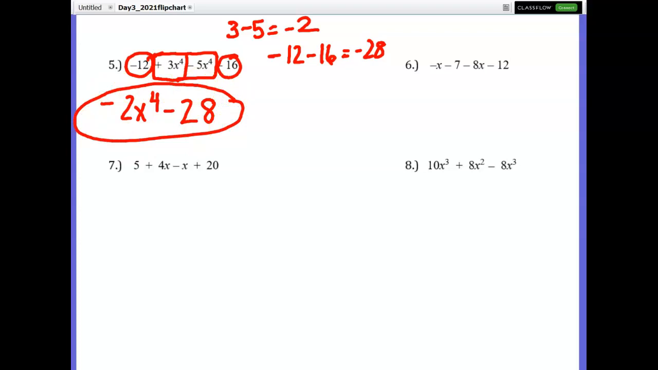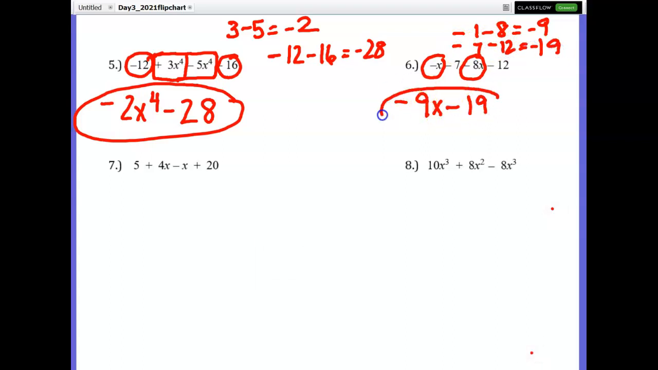All right, number 6, we've got a negative x and a negative 8x. Negative 1 minus 8 is negative 9, so this becomes negative 9x. And then we've got a negative 7 minus 12, which is a negative 19. So this would be negative 9x minus 19. So see how it's important that we did that quick review of integers on day 1? We are using them, and we will be all year.